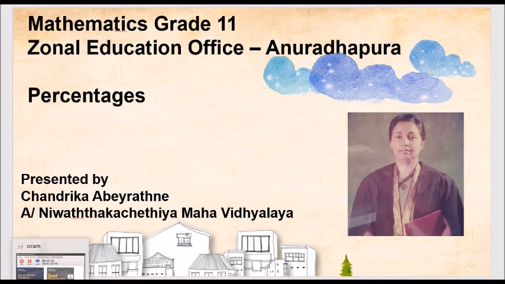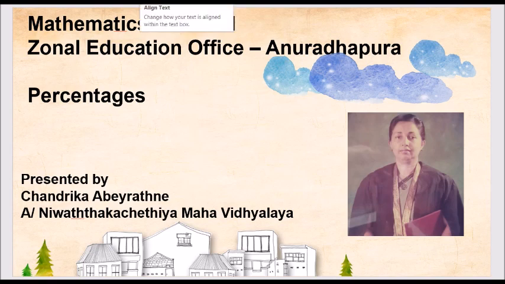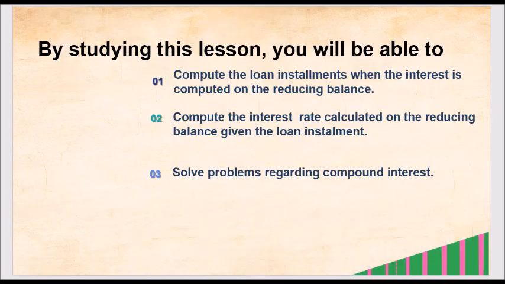According to your syllabus, the first lesson of the second term is percentage. By studying this lesson, you will be able to compute the loan installments when the interest is computed on the reducing balance, compute the interest rate calculated on the reducing balance given the loan installment, and solve problems regarding compound interest.